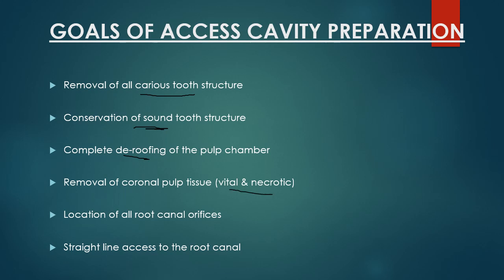Okay, location: we have to locate all the root canal orifices in the floor of the pulp chamber. Then we can gain straight line access to the root canal. These are the goals for the access cavity preparation.